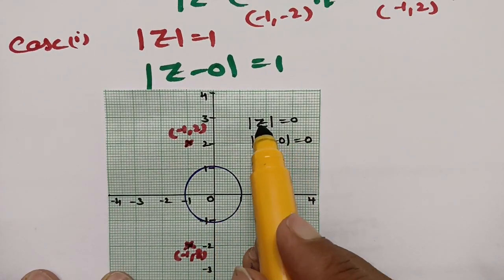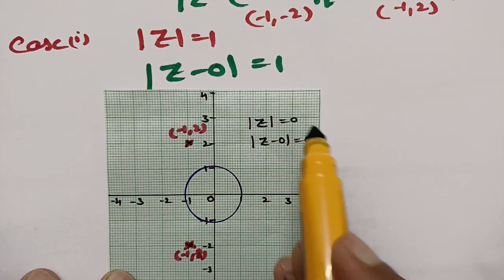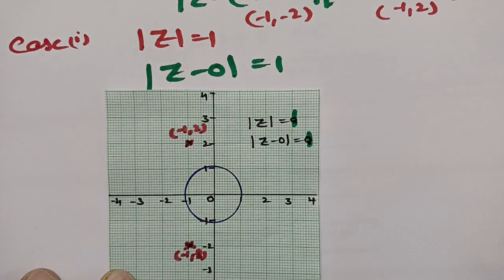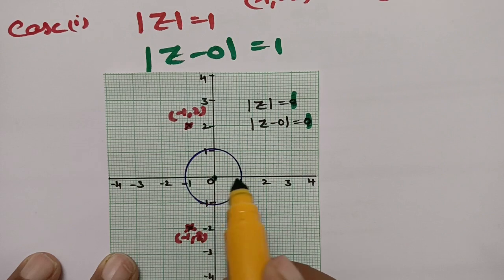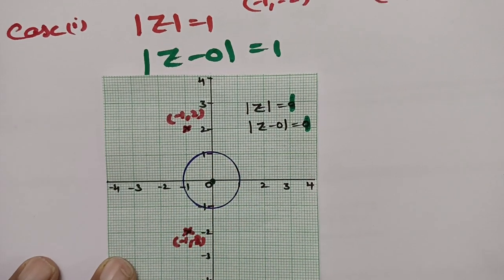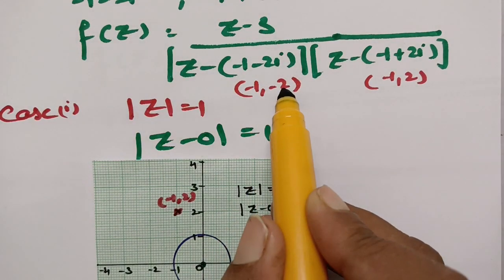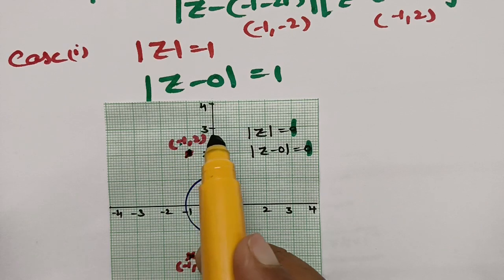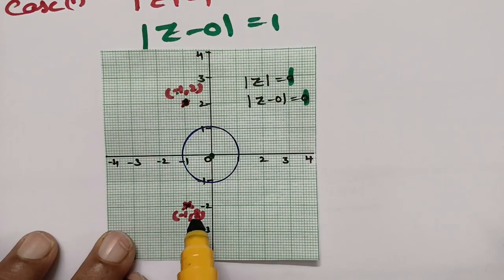So here mod z equal to 1, the radius value is 1, with center 0. So this is the circle drawn. And where are the pole values? The pole values are minus 1 plus 2i and minus 1 minus 2i.